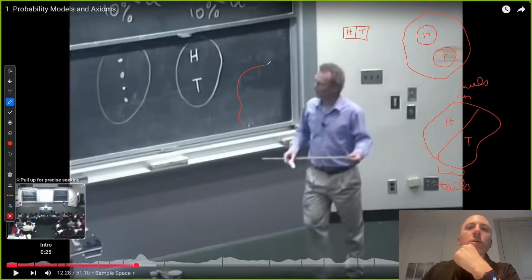You can also view it as a few events. There's the set with heads in it. There's the set with tails in it, the event. There's the event where there's nothing in it. And there's the event heads, tails like this.